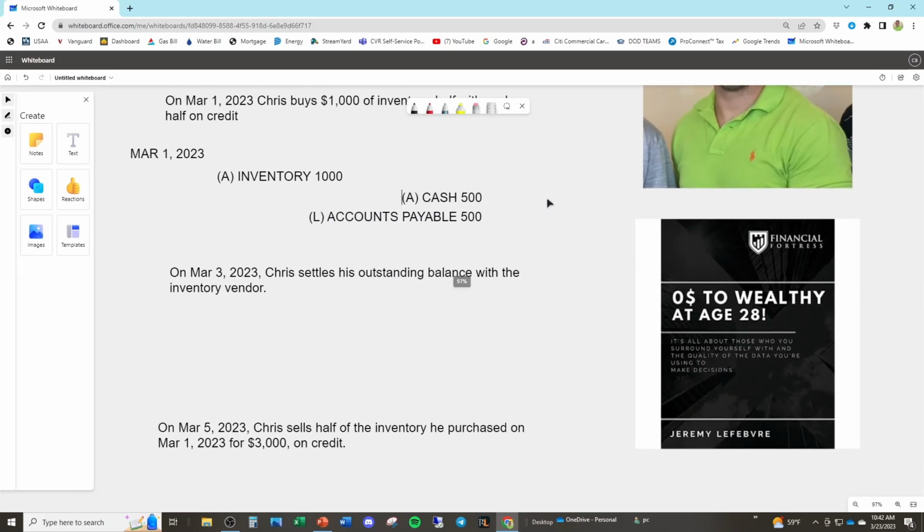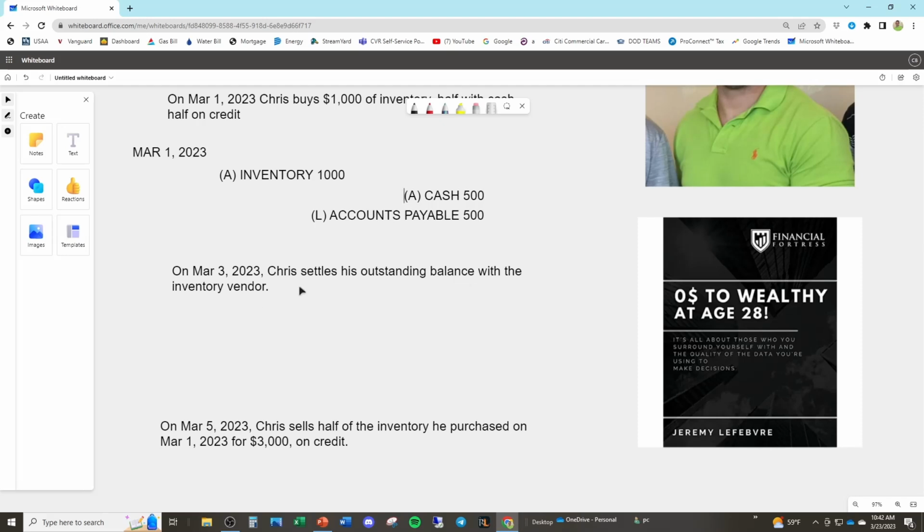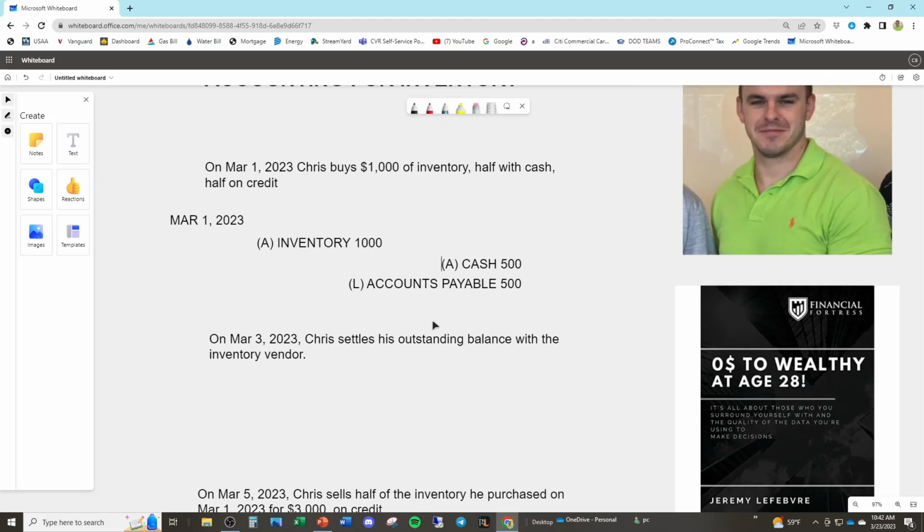Moving on. On March 3rd, 2023, Chris settles his outstanding balance with the inventory vendor. So we bought inventory and we have a balance of $500. We owe them $500. Now we settled the balance. What does that mean? That means we paid it off. So we no longer owe money. Since we no longer owe this debt, what do we have to do to decrease the debt? We have to debit the debt.